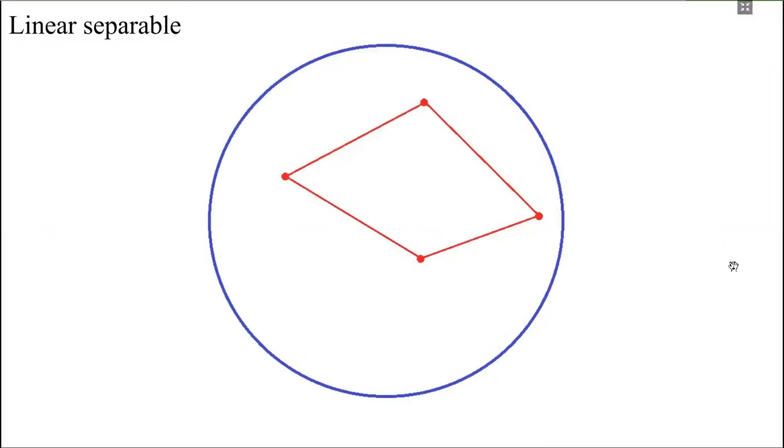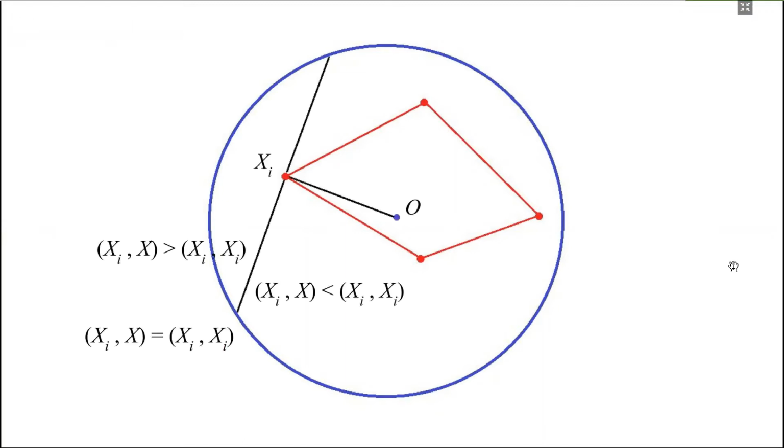Consider these 4 points. They are linearly separable, but what about their Fisher-separability? This line goes through the point x_i, and it is perpendicular to the line connecting the origin with the point x_i. This vector is the normal vector for the line. The line has the equation x_i times x is equal to x_i times x_i. The line divides the plane into 2 half planes.